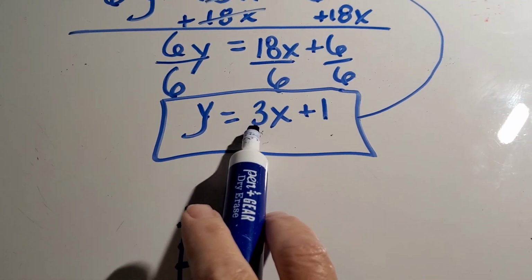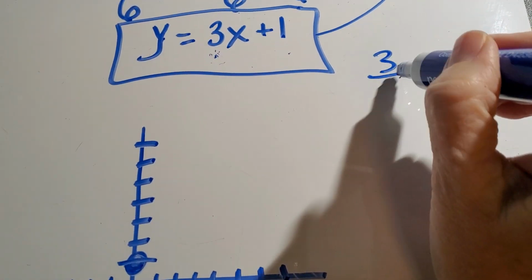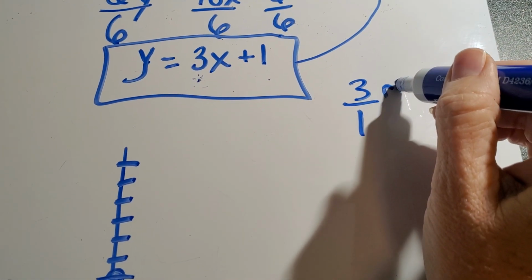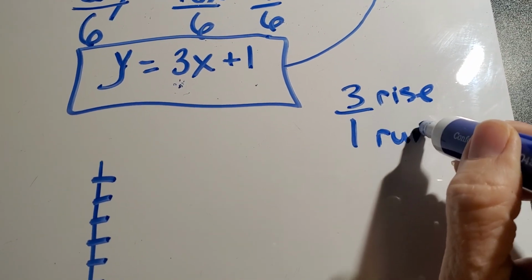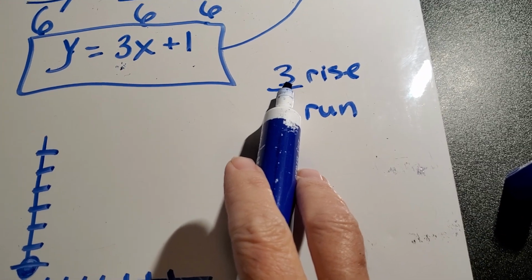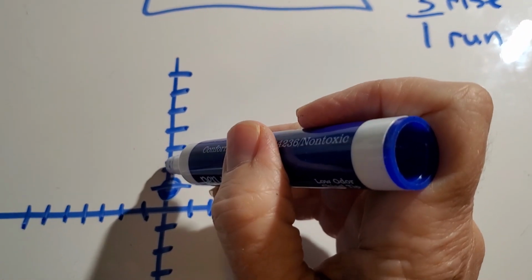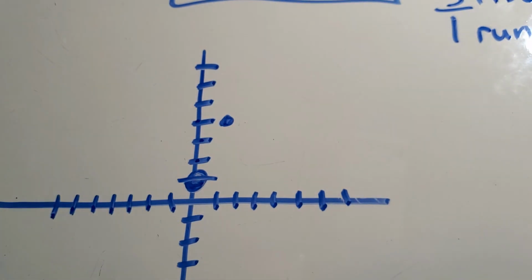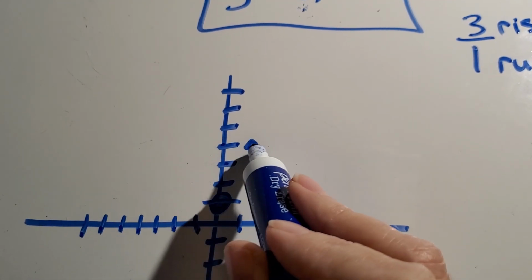And you always want to think of your slope as a fraction. 3 is the same as 3 over 1. And the top number, your numerator, is going to be your rise. Your denominator is going to be the run. So from this point, I'm going to rise 3 and run 1. That means I'm going to go up 1, 2, 3. I'm going to go over 1. So from here to here is a slope of 3. It goes up 3 over 1.